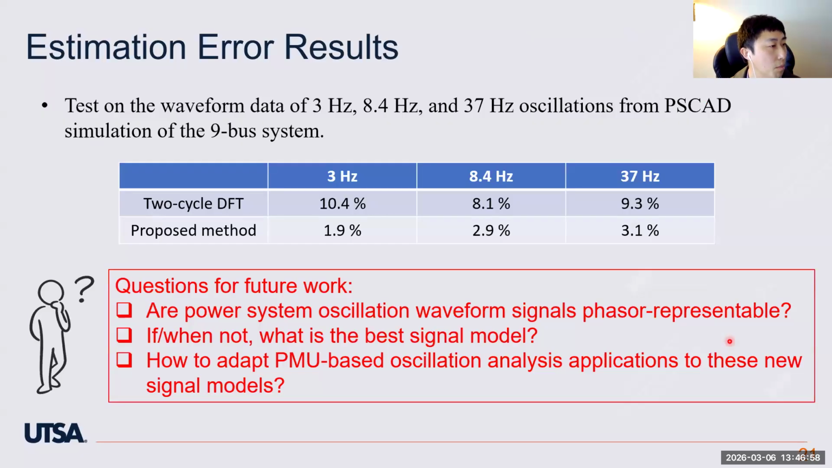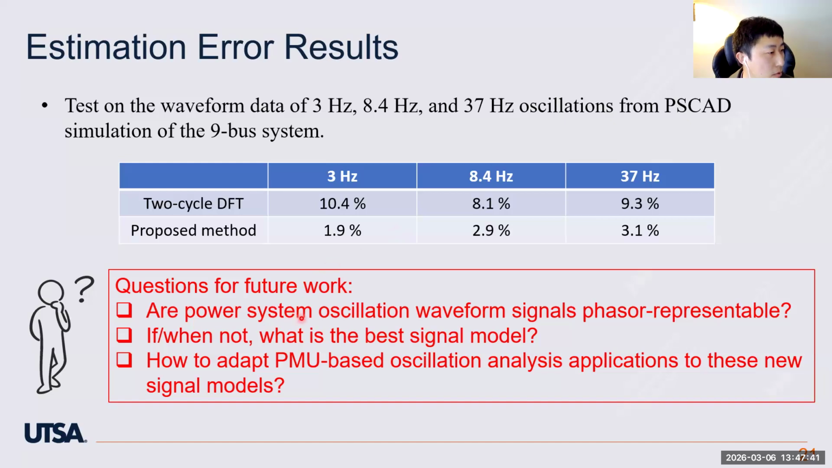Then we apply the 5-step method on the 3 oscillation cases we got from the EMT simulation, and we get the results in the table. Basically, the DFT method generates much higher error than the proposed method. The proposed method still doesn't give us zero or close to zero error. We believe this is mostly due to nonlinearity or some harmonics in the signal that are not captured by our signal model.